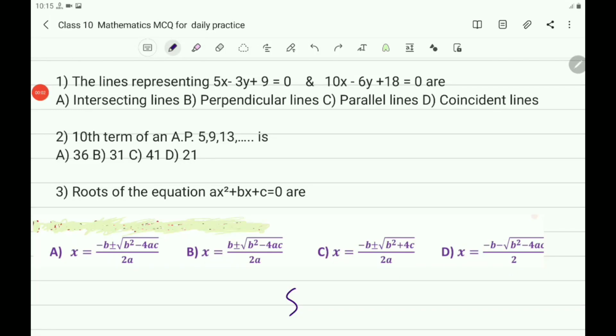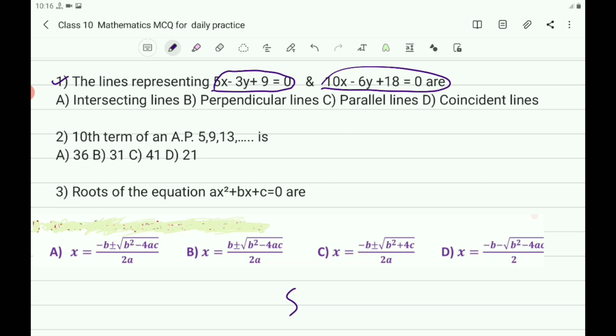Children, it is the next part of the mathematics multiple choice questions for daily practice, and it is for the third day. Now you take the first question. The lines representing 5x minus 3y plus 9 equals 0 and 10x minus 6y plus 18 equals 0 are. Here the options are intersecting lines, perpendicular lines, parallel lines, coincident lines.